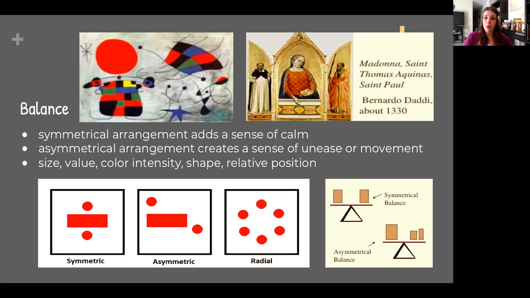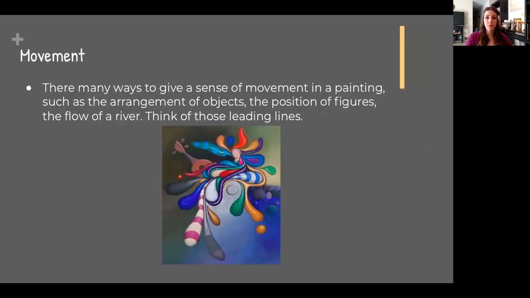So all of those are things that you're trying to balance when you're designing your artwork. Okay, movement. This is one of those advanced things that good artists can do. And you can do this through several different things. You can arrange objects to show movement. You can position figures in a certain way so that they look like they're moving. You can suggest movement through line. You can also make the viewer's eye move by using leading lines like we talked about earlier.